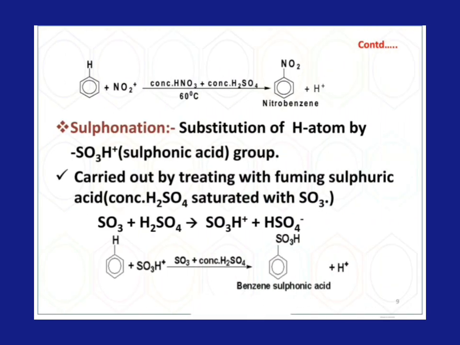Another topic, sulfonation. Nitrobenzene is also a most important topic. In your exam it is also asked. You must know this molecular formula and its process. Sulfonation, sulfonic acid group SO3H+. It is carried out by treating with fuming sulfuric acid, conc. H2SO4 with saturated SO3. Further we get benzene sulfonic acid. First of all we have to prepare SO3H+ and the leaving group HSO4 from SO3 plus conc. H2SO4.